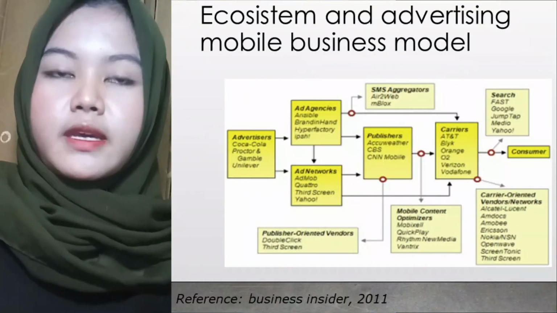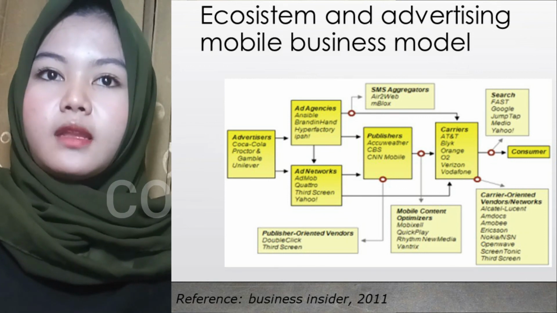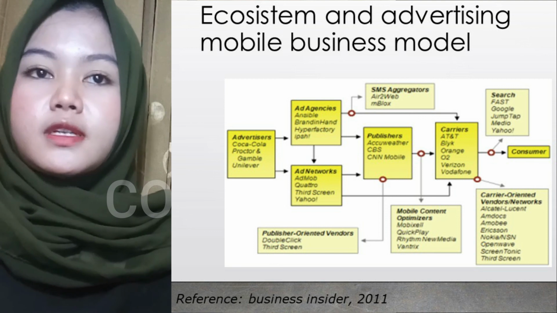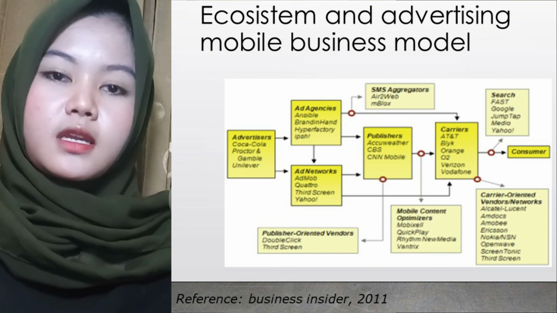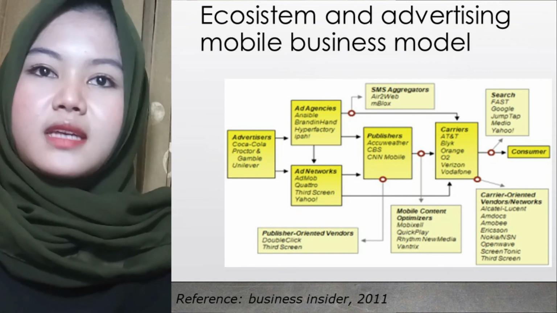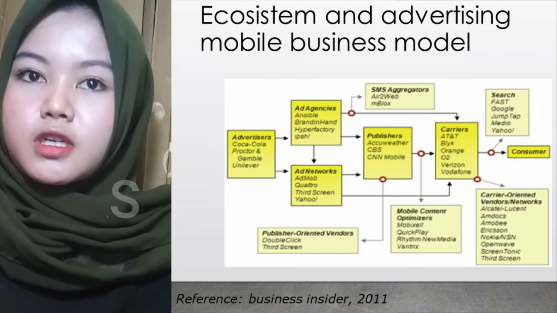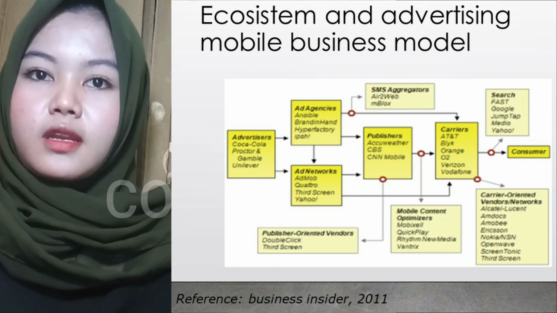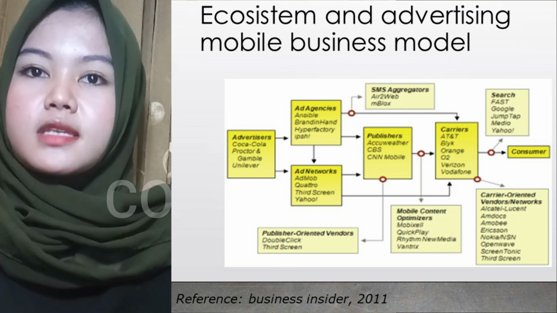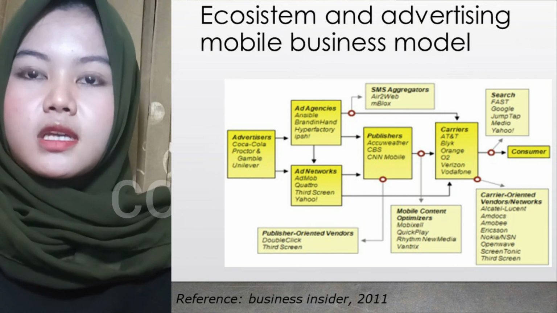There are some actors in the ecosystem and advertising mobile business model. The first one is advertiser, and then advertisement agencies, advertisement network, SMS aggregators, publisher, publisher oriented vendors, mobile content optimizers, carriers, carrier oriented vendors, network, search, and then consumer.